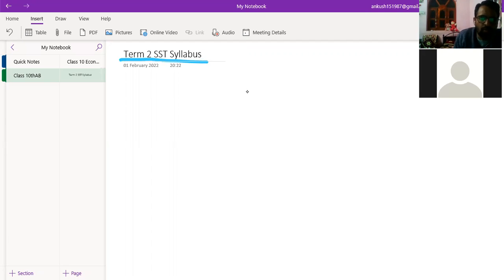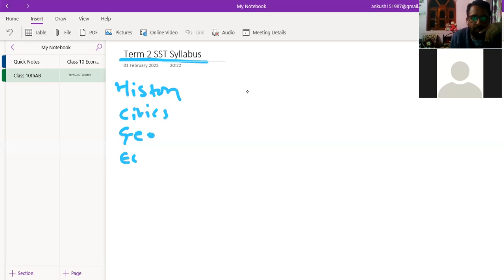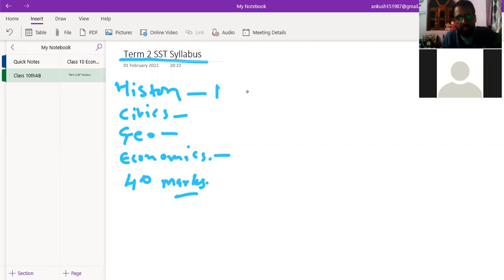Okay. So in term two, as we all know, in SST there are 4 subjects. That is, first is history, second is civics, third is geography, and definitely economics. Okay, so in these subjects the chapters are divided. There will be a 40 marks paper in total. And in history only one chapter is coming there. Do you know this? Yes, sir. You might have gone through this, I think.